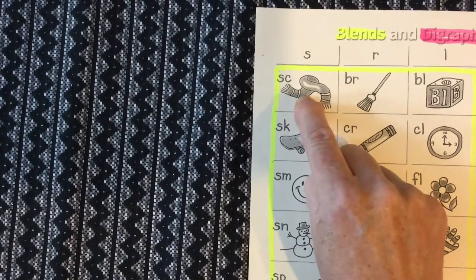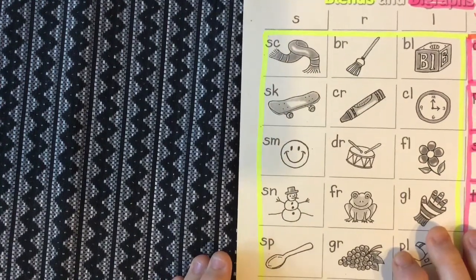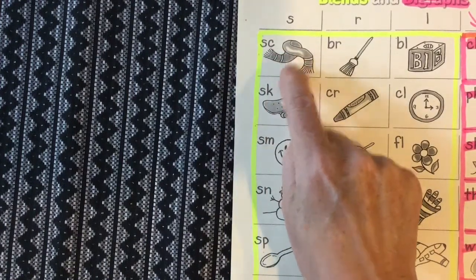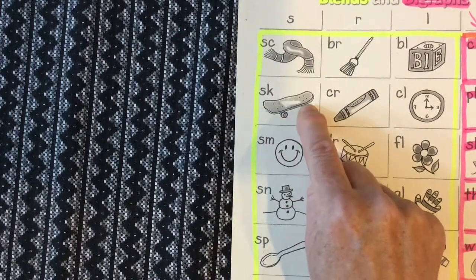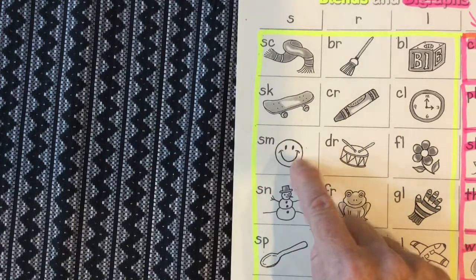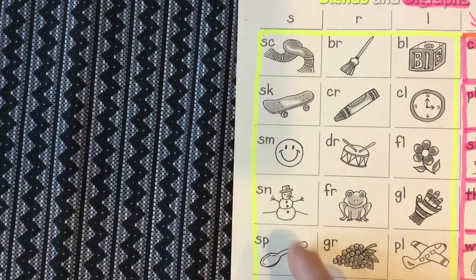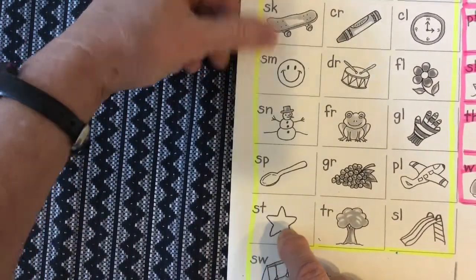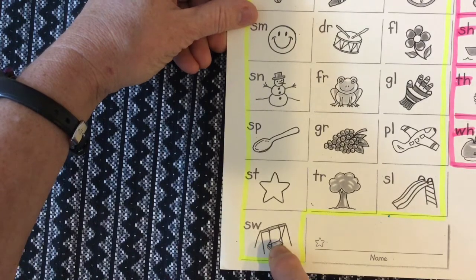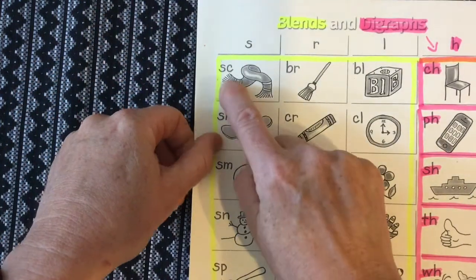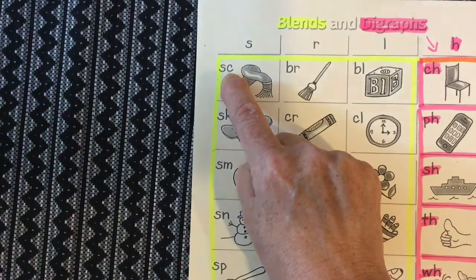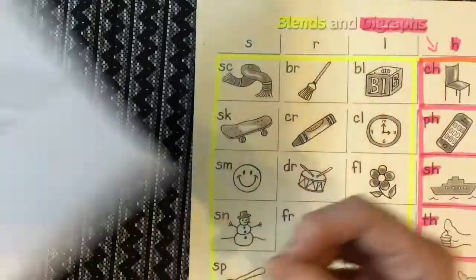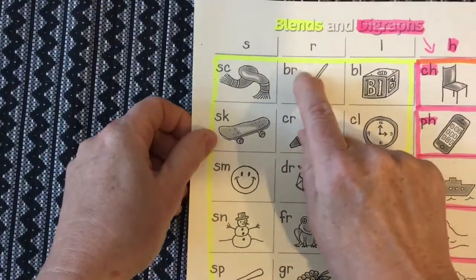So S, sk, scarf. I'm going to go ahead and read these, and you can read them with me. Okay, let's do all the S ones. Here we go. Sk, scarf. Sk, skateboard. Sm, smile. Sn, snowman. Sp, spoon. St, star. Sw, swing. Okay, and again, even when I say scarf, remember, you can still hear both the letters, even though they're kind of blended together.